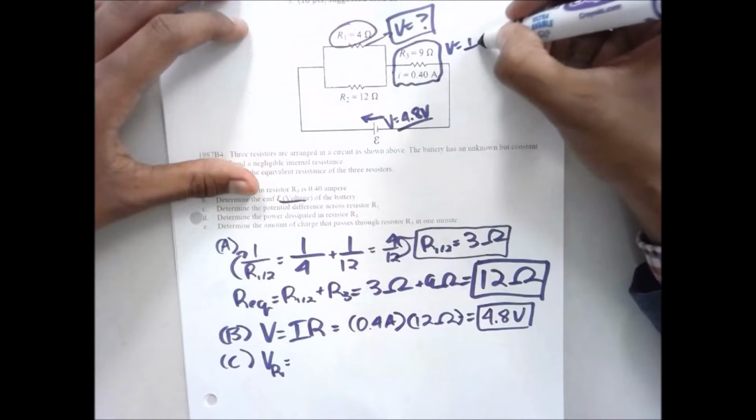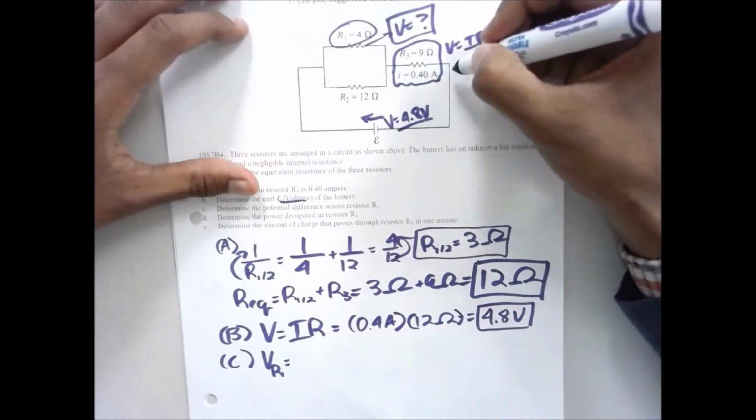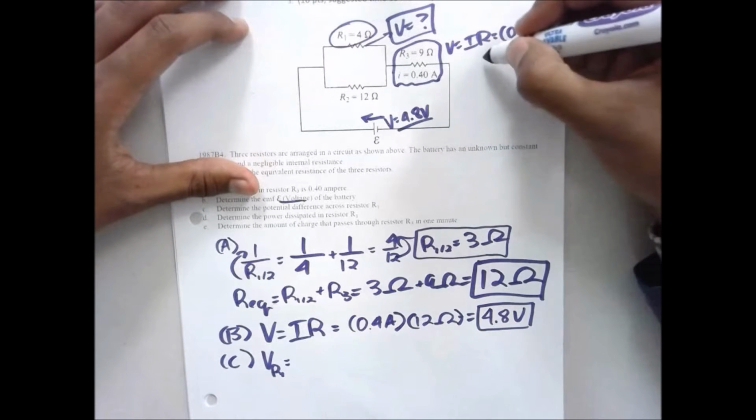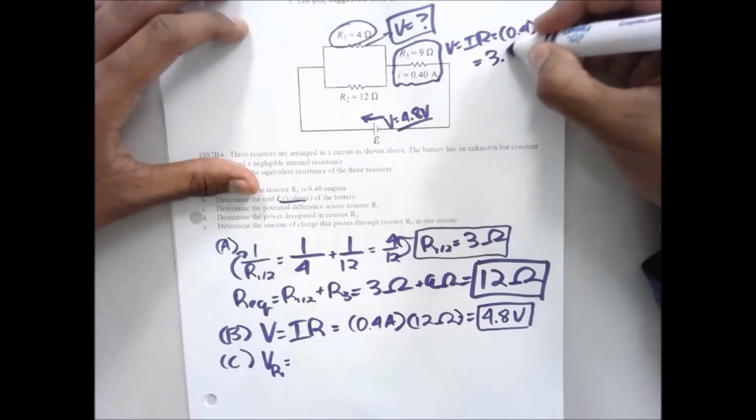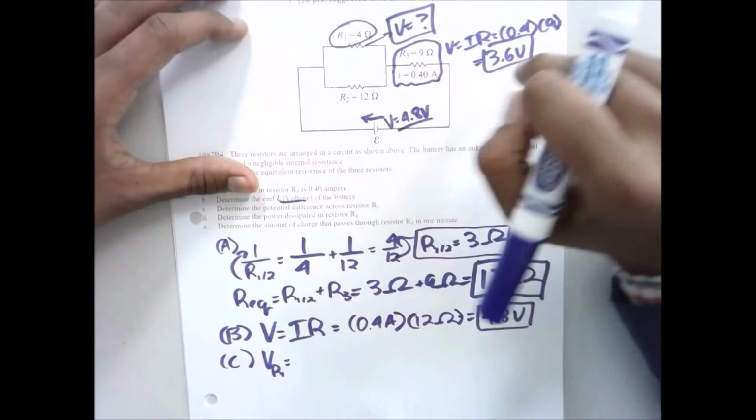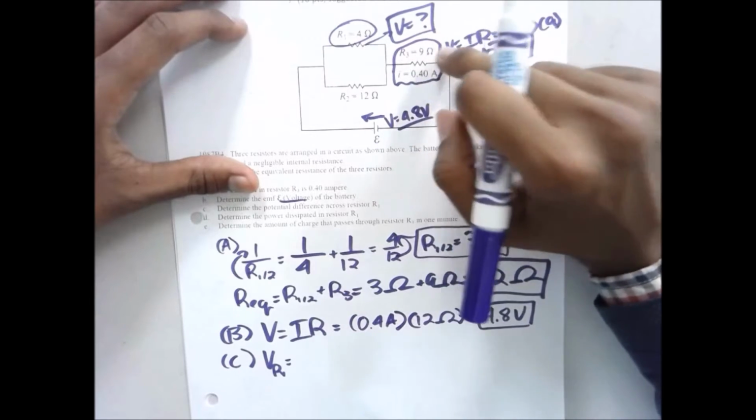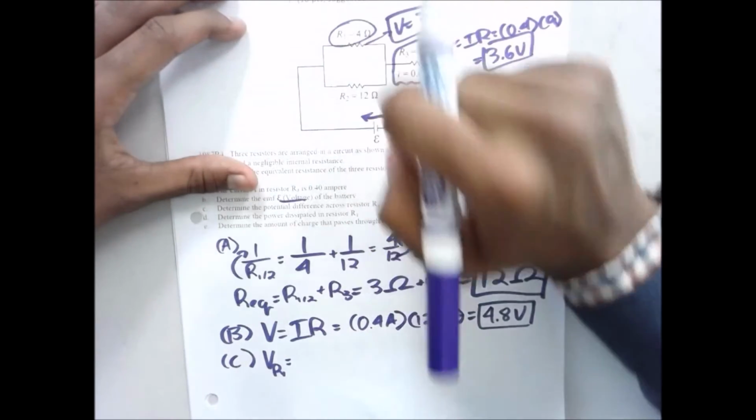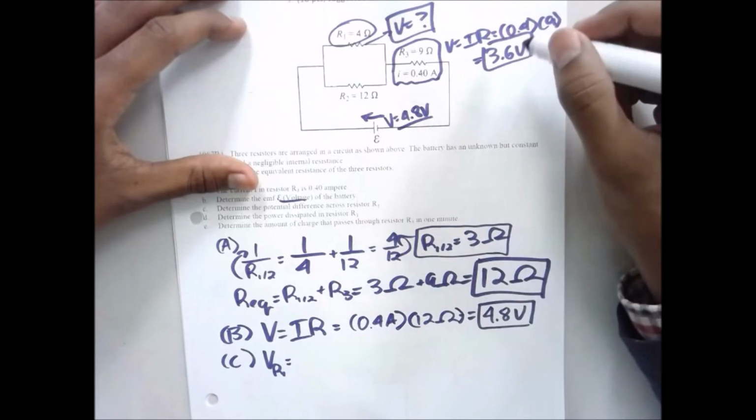V is equal to IR. And so here, I is 0.4, R is 9, and we can establish that the voltage drop across this resistor in particular is 3.6. That means if this resistor drops 3.6 volts, this branch has to drop 1.2 volts.